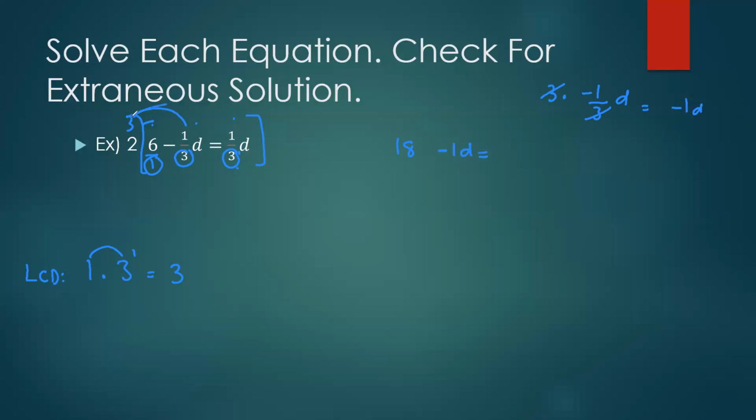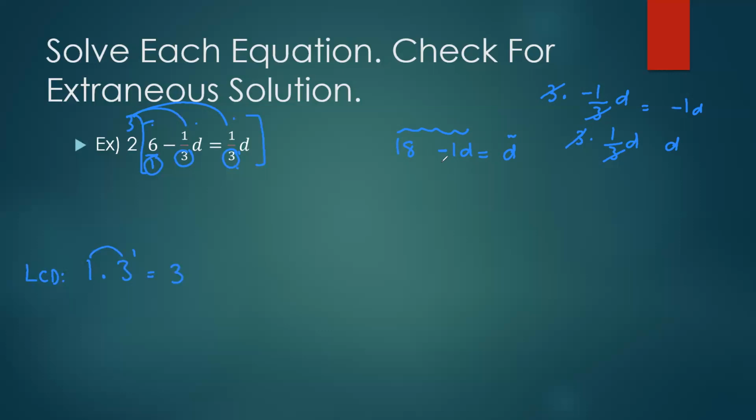And then on the further right, 3 times 1/3 d. So it's 3 times 1/3 d. The 3's cancel, so you're just left with d. Okay, so now you're left with 18 minus 1d equals d. Check if you can collect like terms before you start moving things around. The left side you really can. It's 18 minus 1d. And then on the right, it's just 1d.